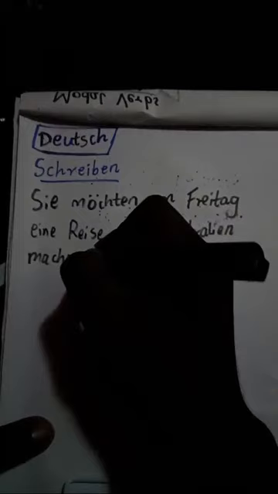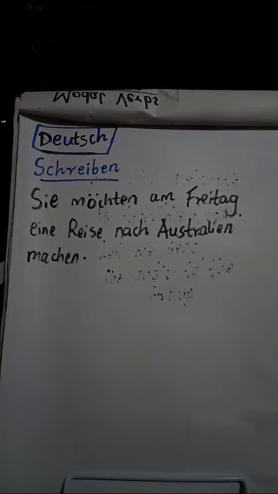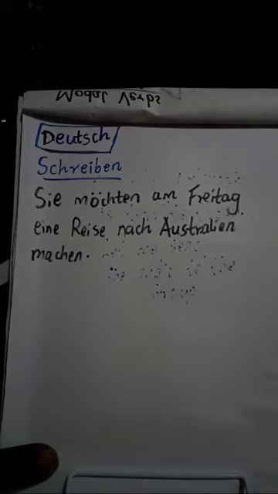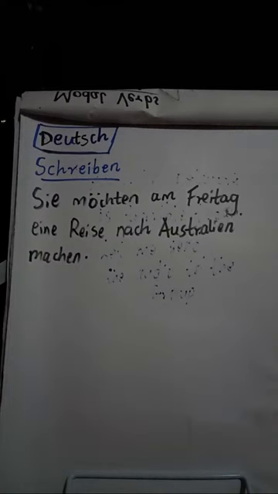All right. So look at the following question. The first thing is to establish or try and understand what the question is. Sie möchten am Freitag eine Reise nach Australien machen. So you would like to have a trip to Australia, right? And then schreiben Sie an Ihren Freund. That's the next instruction they're telling you.